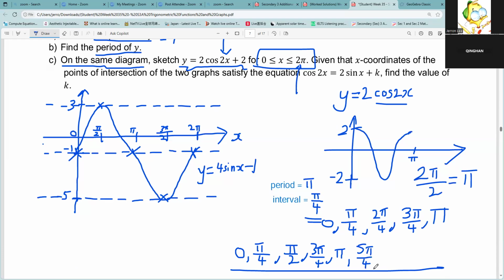Okay? 6 pi over 4. But 6 pi over 4 can be reduced to 3 pi over 2, okay? This is 6 pi over 4, 7 pi over 4. And then 2 pi, or 8 pi over 4, okay? So some of them are already indicated there. We will put in for them, okay?